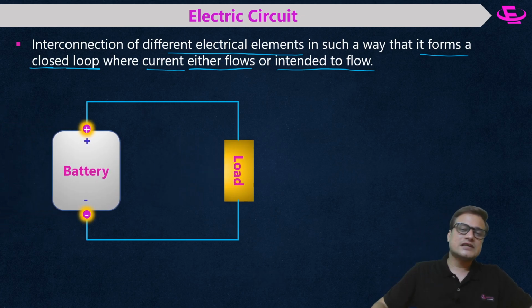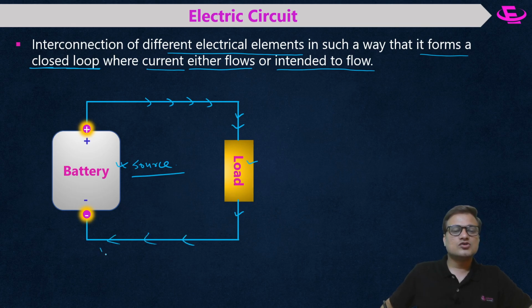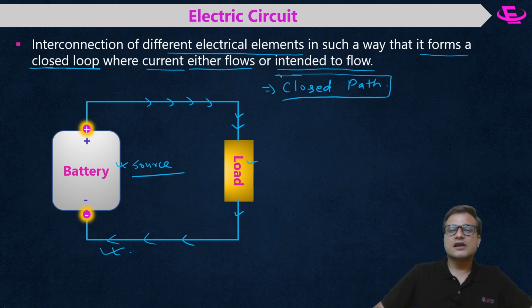So let us take this example. This is nothing but a circuit. This is the load and this battery is called the source. Since the switch is closed here, you can say that current is flowing like this. Clear? So this is called a circuit. For a circuit, what is the compulsory thing? There must be a closed path. Then only the interconnection of elements will be called a circuit. Clear? There must be a closed path.